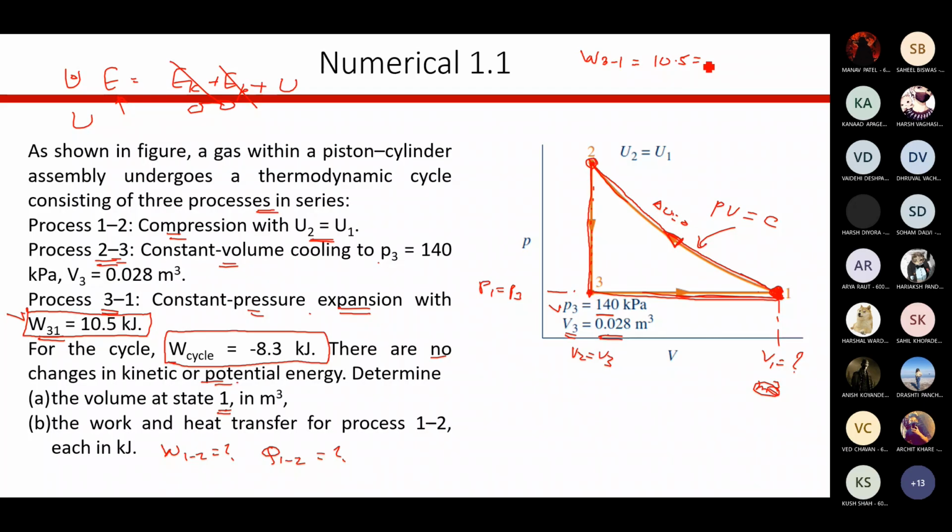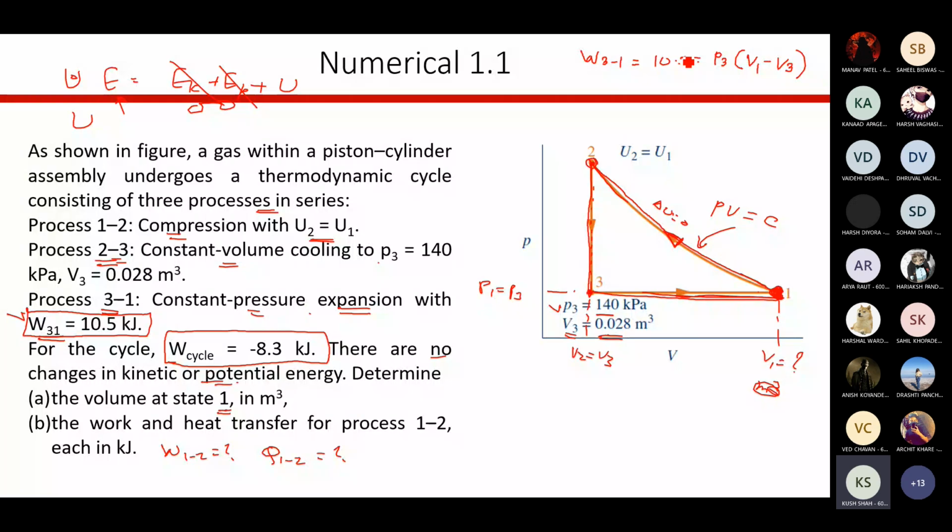Correct. Now, how do you write the expression for work done in a constant pressure process? It should be P delta V. So it is pressure into change in volume, no? So for process 3 to 1, I will write the pressure P3 into the change in volume. So change in volume is final volume V1 minus initial volume V3, right?